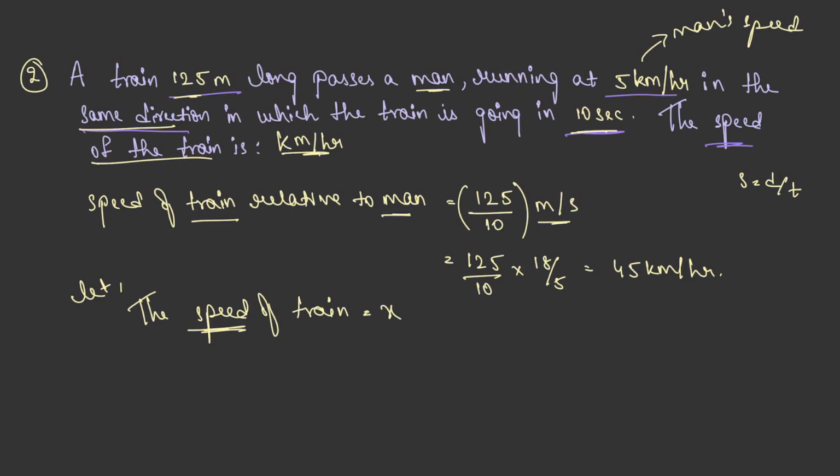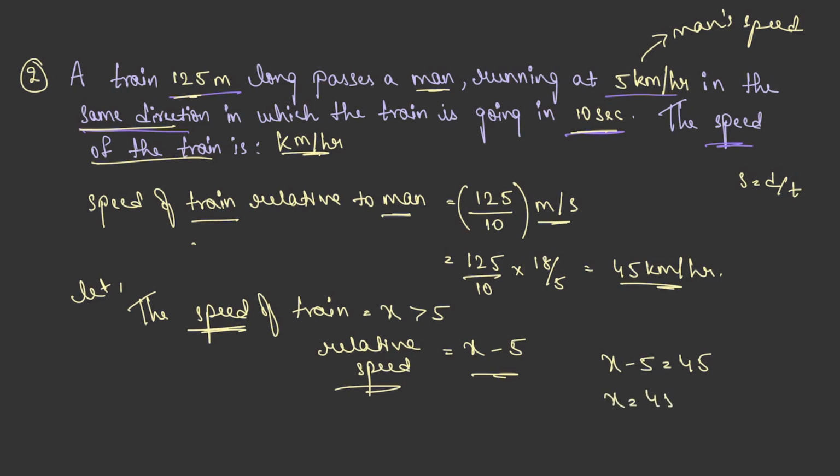But how do we need to subtract? Here we get a doubt of what to subtract after what. But obviously a train moves faster than a man in any case. So let us assume x is greater than 5. So now the relative speed will be x minus 5. Let us equate it. x minus 5 is 45. So x will be 45 plus 5, that is 50. With this, we are done with question 2.